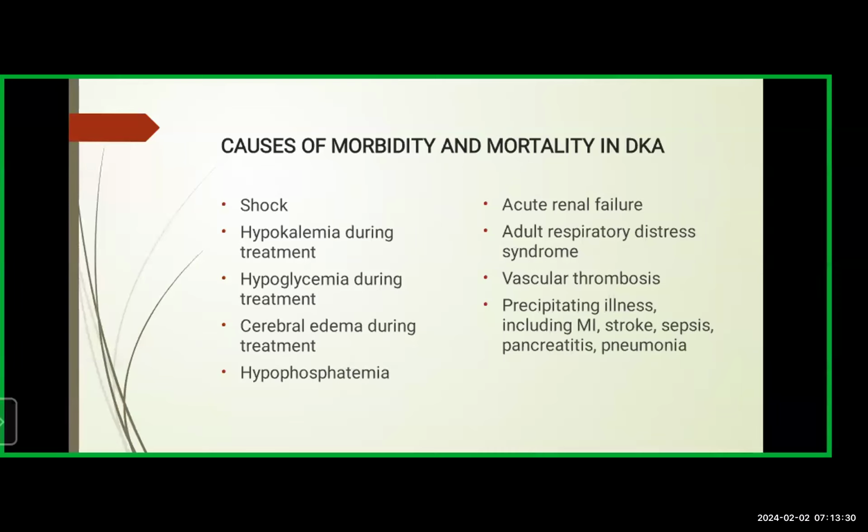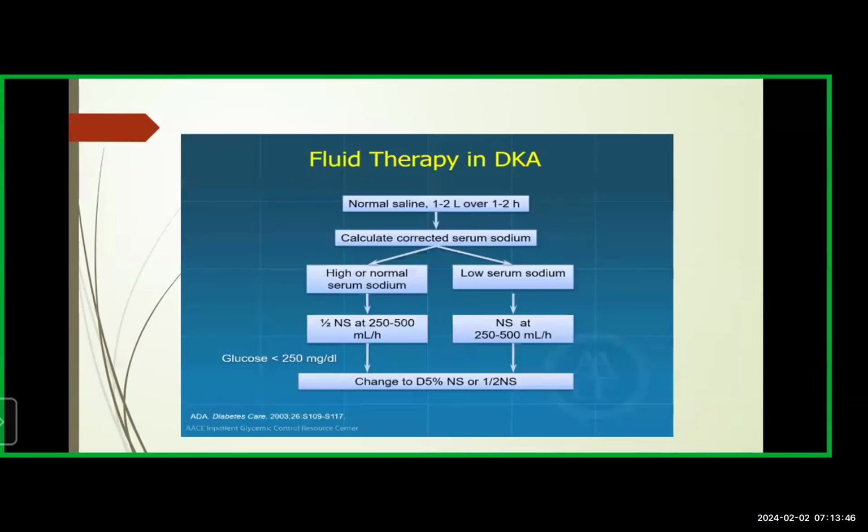Now, these are the causes of mortality and morbidity in patients with DKA, and they include shock, hypokalemia during treatment, cerebral edema during treatment, also acute respiratory distress syndrome, acute renal failure, then precipitating illnesses too, like stroke, sepsis, pancreatitis, and pneumonia.